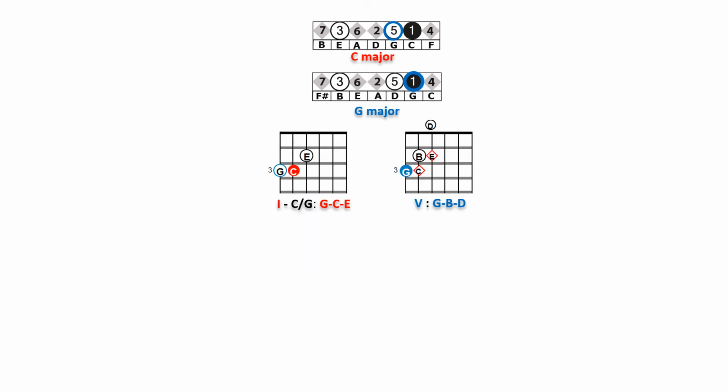We can easily shift from a C major triad in second inversion, G, C, E, to a G major triad in root position, G, B, D, because G, the lowest note in both chords, is a common tone which stays in place while the other 2 voices move down a step.